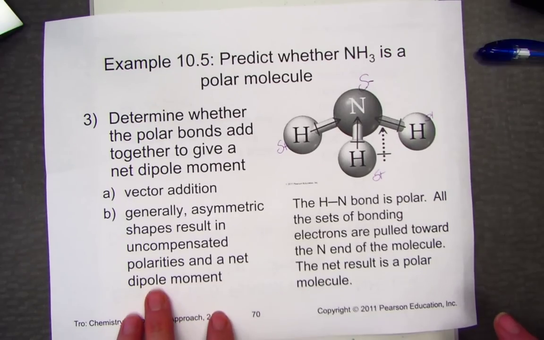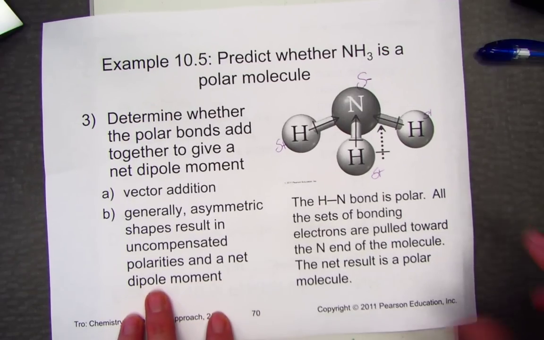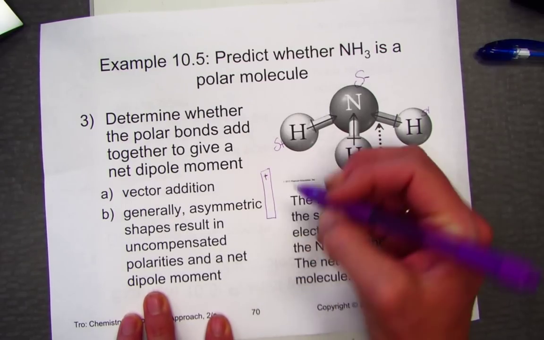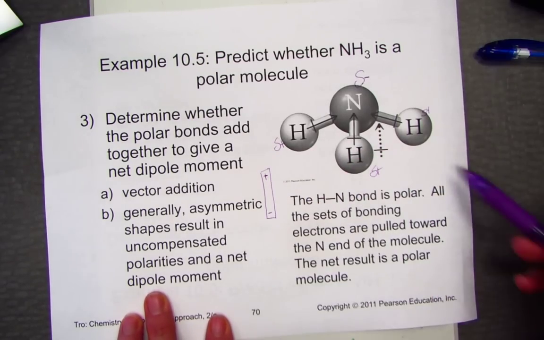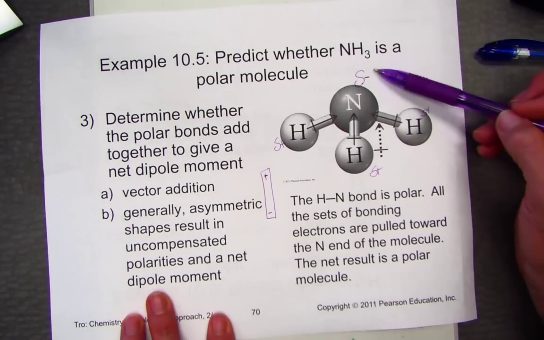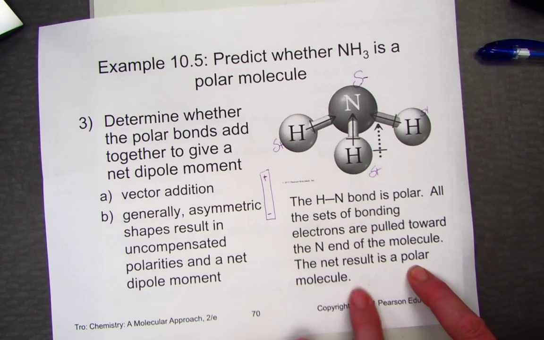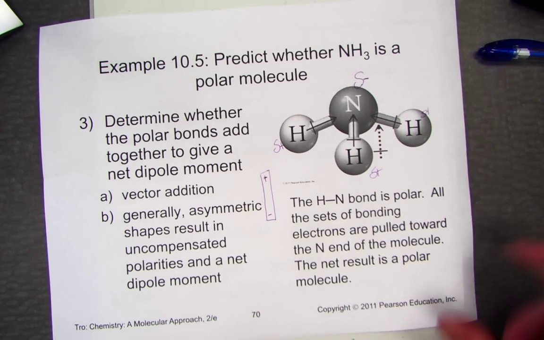The word dipole means opposite poles within the same structure. A bar magnet is a dipole. A bar magnet has a positive end and a negative end. So does this molecule. It has a negative end on top of the nitrogen and positive ends here at the hydrogens. The result is a polar molecule.